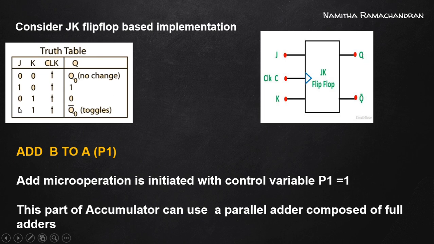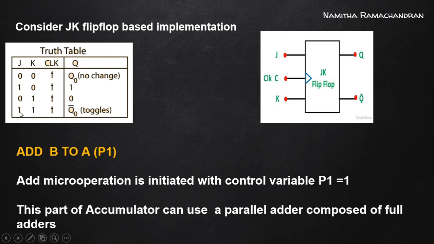Okay. Next is J equal to 0, K equal to 1. Set J equal to 0, K equal to 1 and apply a clock pulse. Then the value of our Q changes. Whatever value is present here is replaced with a value 0. If J is set as 0 and K is set as 1, then whatever value was present here in the previous case is replaced by a new value 0.